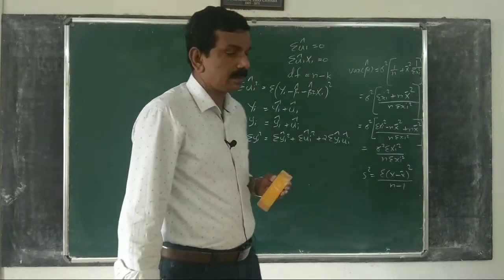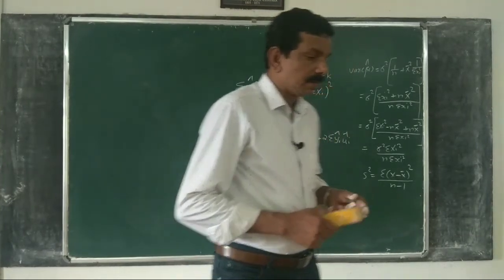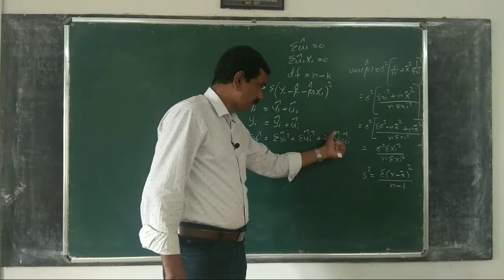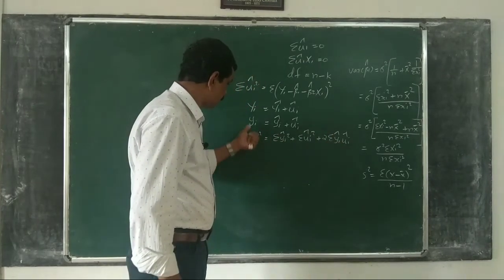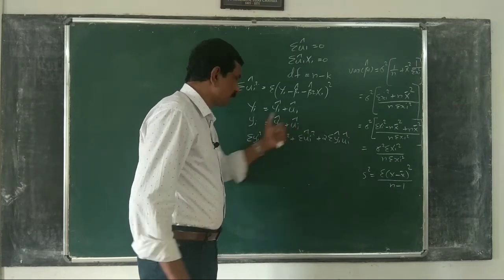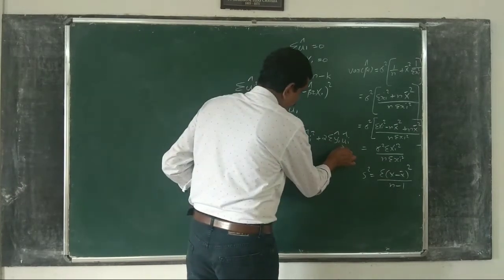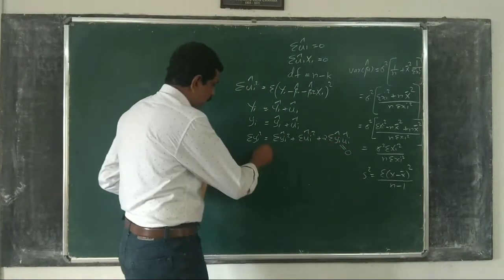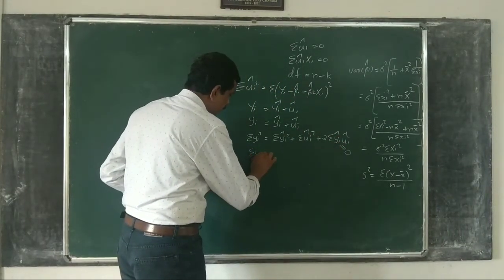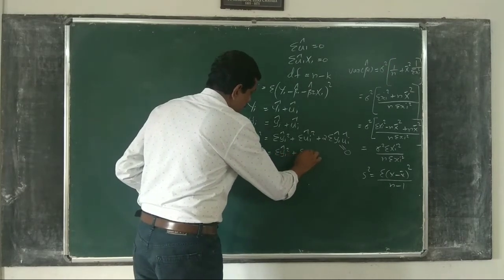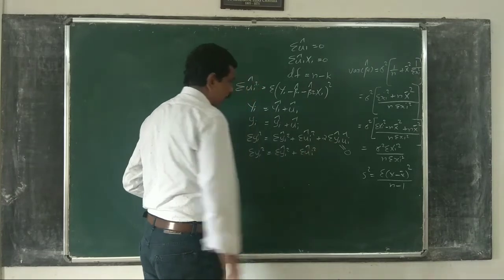Sigma yi square is equal to sigma y hat i square plus sigma u hat i square plus 2 sigma y hat i u hat i. As we have proved in the context of numerical properties, this last quantity is 0. So sigma yi square is equal to sigma y hat i square plus sigma u hat i square.